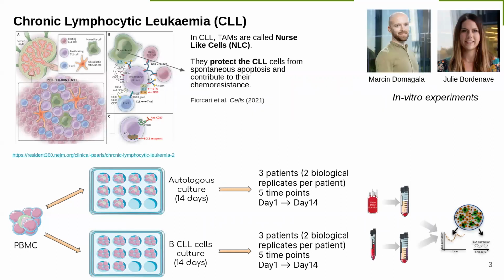So in terms of data, we have three different conditions. The first one is a heterologous culture containing monocytes coming from the blood of a healthy donor and B cells coming from a patient having CLL. We also have two other cultures, one autologous and one B cell culture. The autologous one contains all the PBMC, and the B cells have been isolated to form the monoculture from the PBMC.